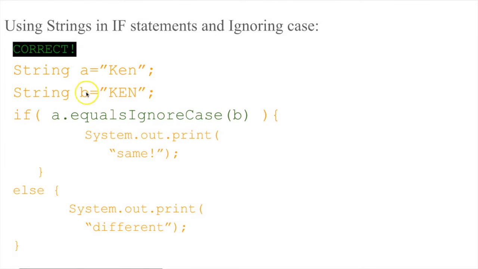Okay, finally, the string class has lots of handy stuff in it. Here's a nice one. Equals ignore case will return true for these two strings, even though they've got different capitals and lowercase letters, which is quite handy.